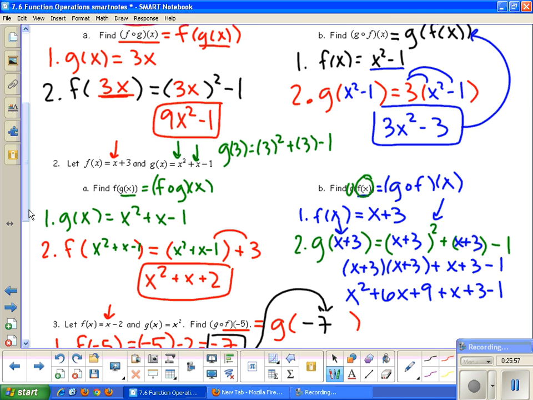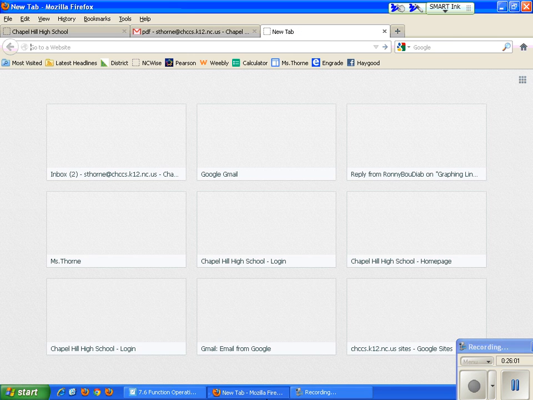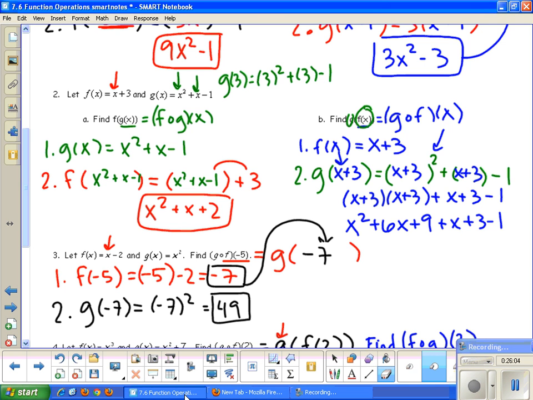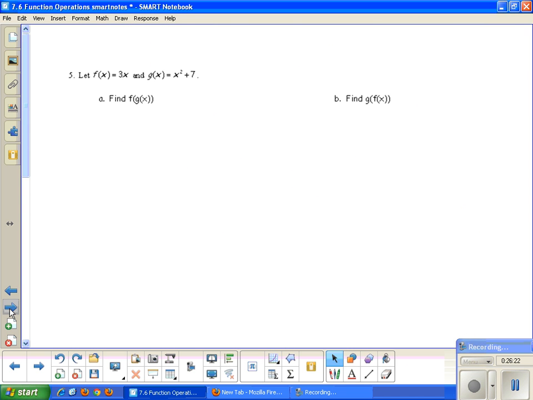And then combine like terms. So when I combine like terms, I'm just going to go ahead and do x squared plus 7x. 9 plus 3 is 12, minus 1 gives me plus 11. And that would be my g of f of x. So let's do one more example because this is a little bit more complicated.